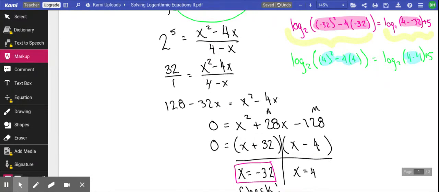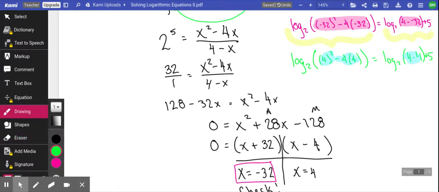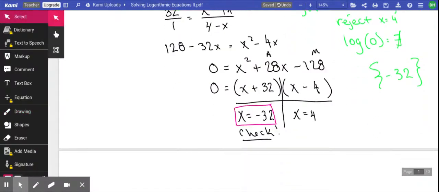So we need to reject x equals 4 because the log of 0 is undefined or does not exist. So my only solution is negative 32. How about that? I don't know how many times I've seen that where the negative number checks and the positive number gets rejected. This is just crazy.